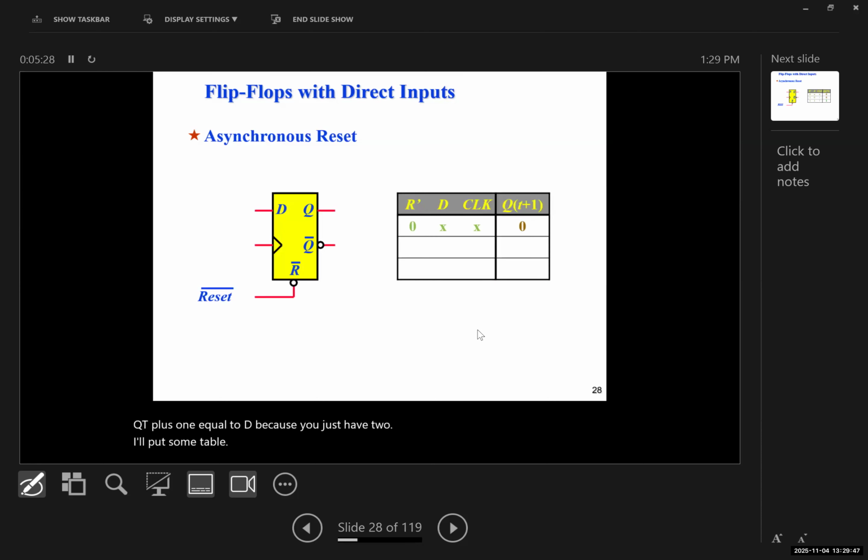Now, another type of flip-flop that we have is called the asynchronous reset flip-flop. These are the flip-flops with direct inputs, but they also have a reset button. Now, in this scenario, do you know why we add a reset button? Can you think of an idea or a reason of why we use the reset button on a D flip-flop?